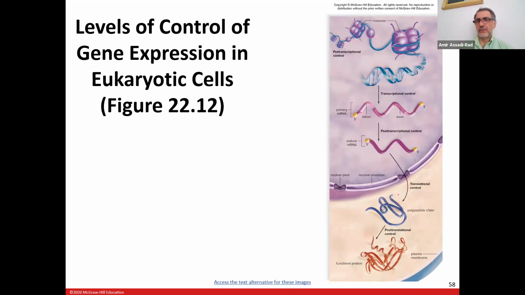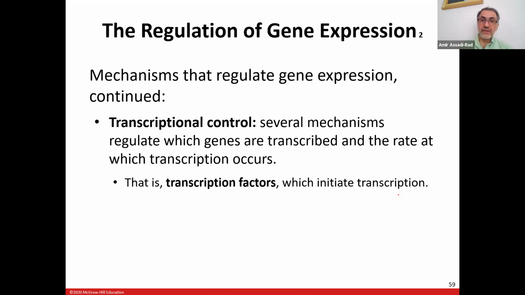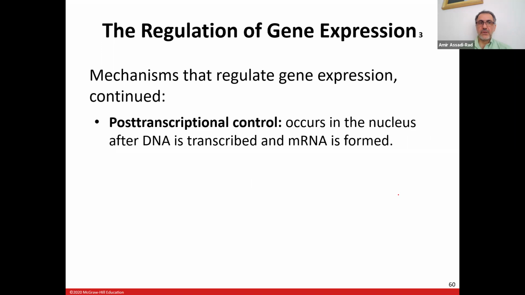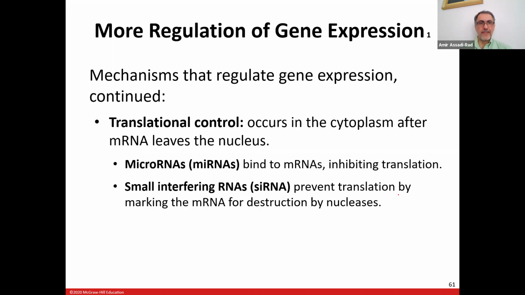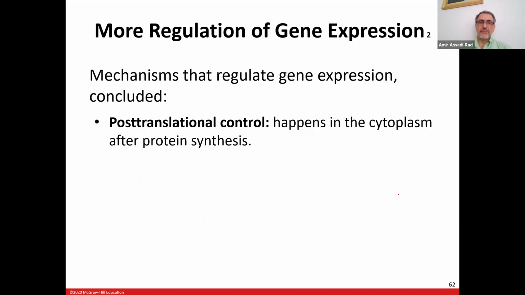Very good. Okay, so they're at all levels. Transcriptional control: several mechanisms regulate which genes are transcribed and at what rate their transcription occurs. Post-transcriptional control occurs in the nucleus after DNA is transcribed and the mRNA is formed. I think I asked questions on this one. More regulations, yes, please study them. I'm not going to go into great detail, but it is kind of important.